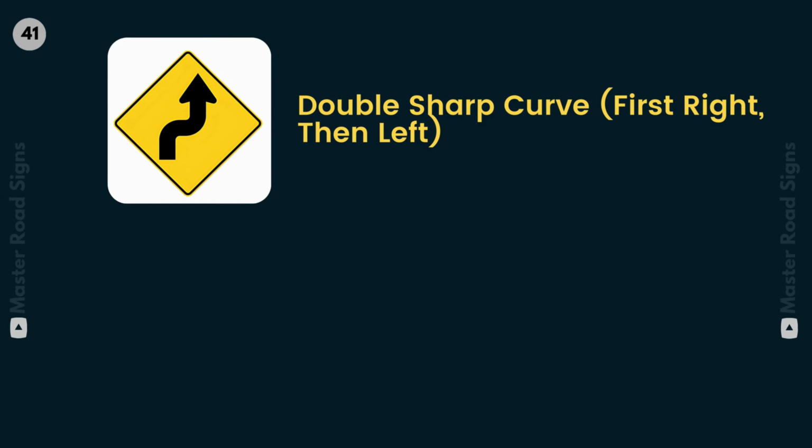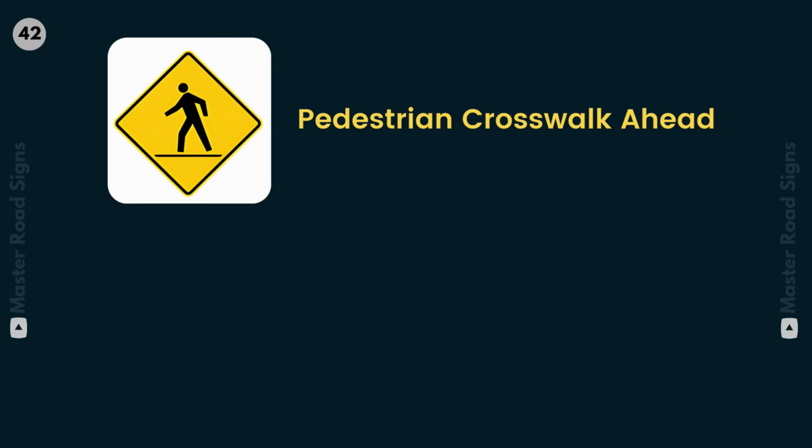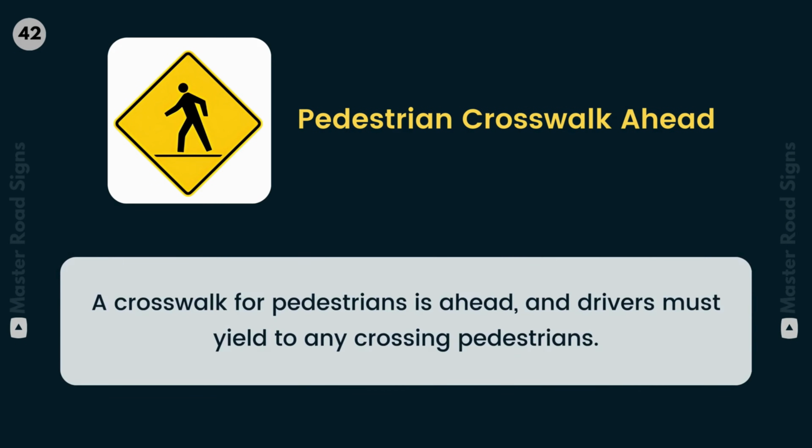Double sharp curve. First right, then left. Two sharp curves, but with the first curve going right, followed by a left curve. Pedestrian crosswalk ahead sign. A crosswalk for pedestrians is ahead, and drivers must yield to any crossing pedestrians.